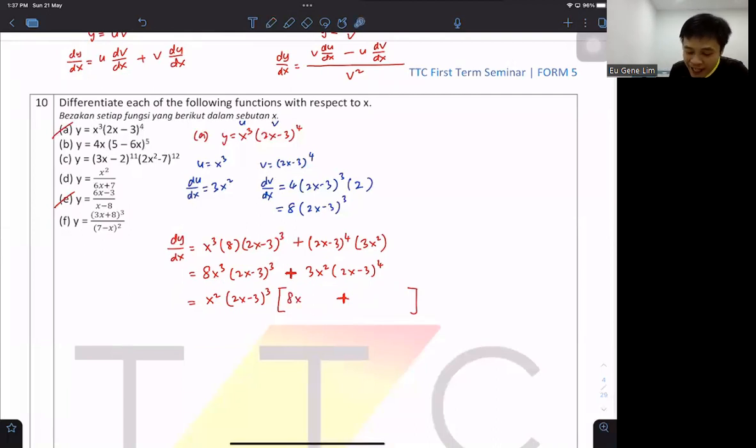Understand? On the left hand side of the plus, 8x cubed, you take out x squared, you still have 8x, right? Then this power 3 you take out already, so no more. So only 8x on the left. Okay, then on the right hand side, 3x squared, you take out x squared, so you still have 3, right?